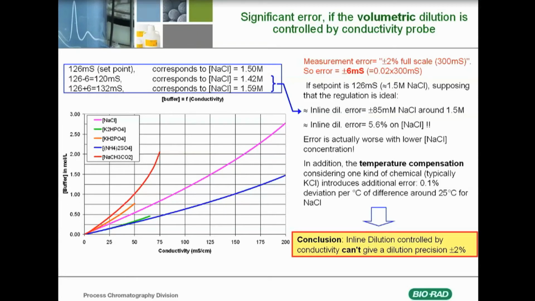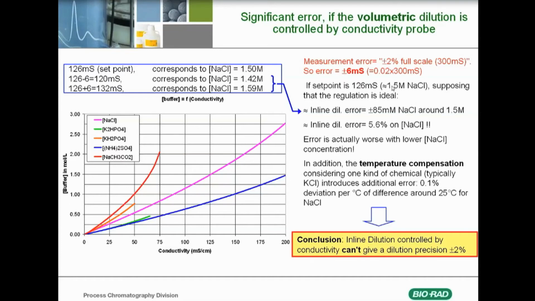It is the consequence of not measuring directly the concentration. If you work in volumetric terms, I mean you want to have a given concentration with your buffer, you have to take this point very much into account. With a conductivity probe, the typical error of such instruments is plus or minus 2% full scale. It's already a good performance, and it is what is usually obtained with conductivity probes. Suppose that your full scale is 300 millisiemens per centimeter. Therefore, your error will be plus or minus 6 millisiemens around your target value.